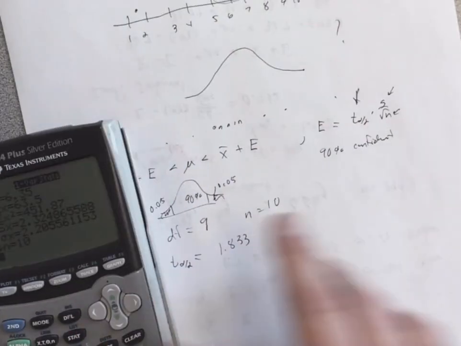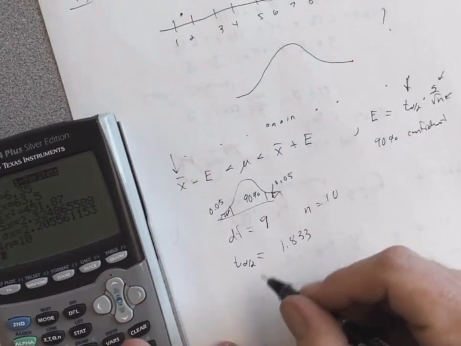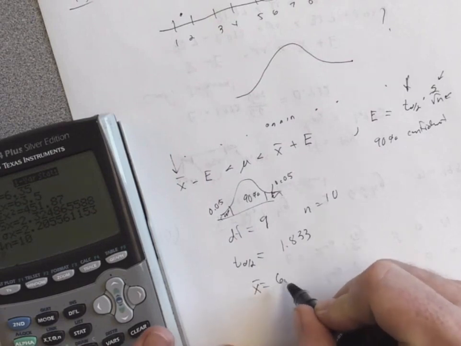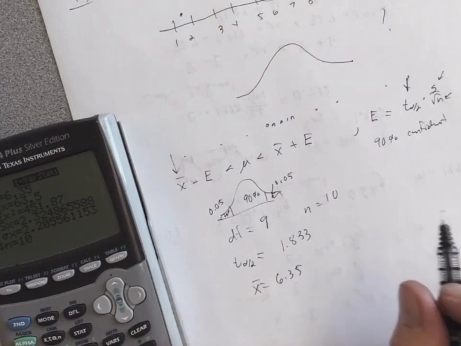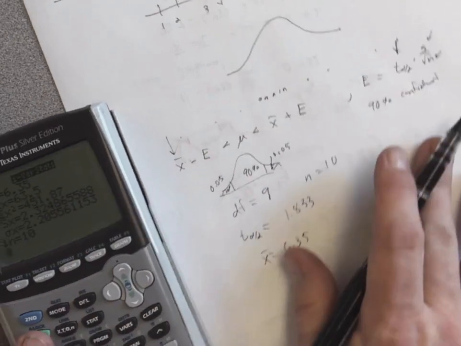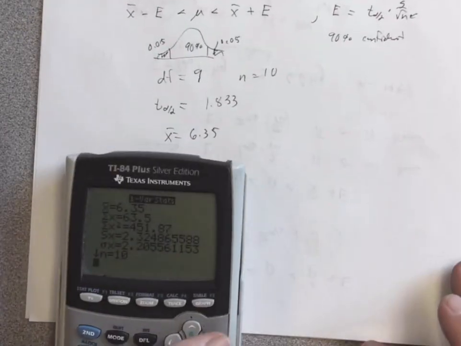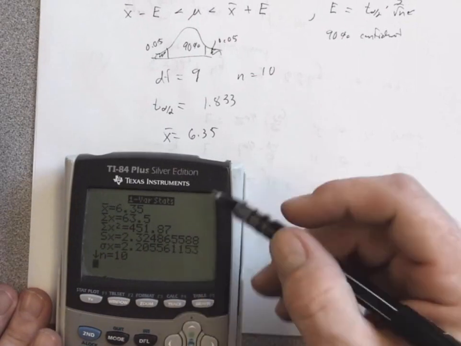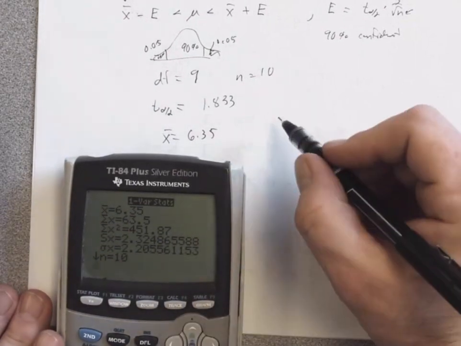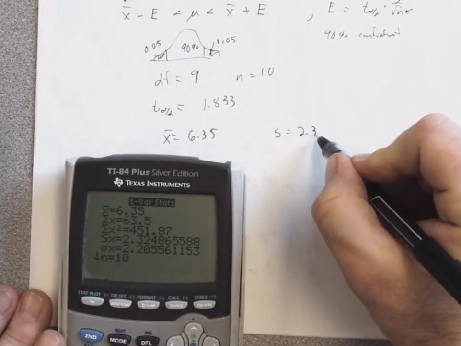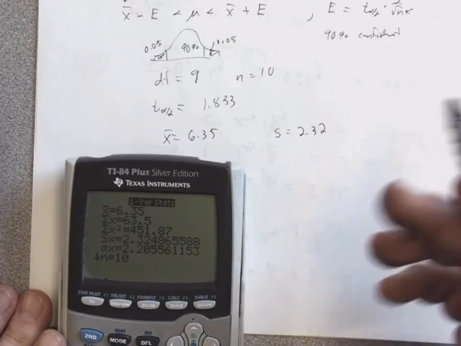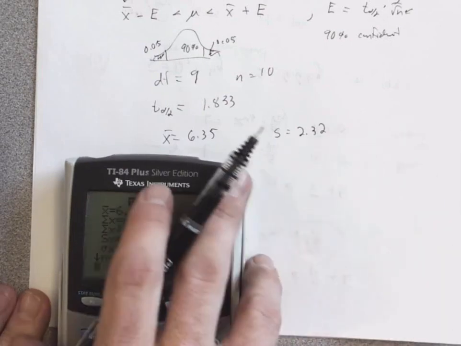I know X bar is going to be equal to 6.635, because remember this was to the tenths place, so I'm going to do one decimal past, right? You guys agree? Yep. S is also going to be one decimal past, so I'm going to go to here. So this is going to be 2.32. Remember that sigma is useless here. This is a sample, right? Okay, so now I have everything.